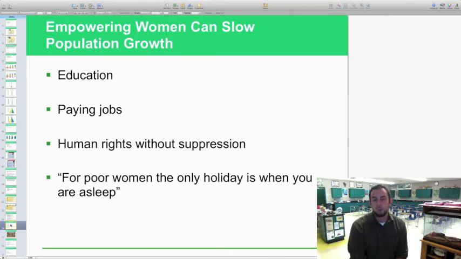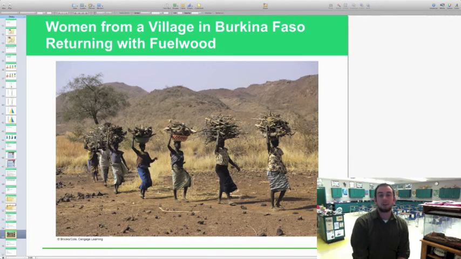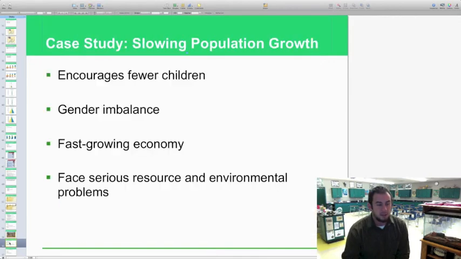Sometimes they say for poor women the only holiday is when you're asleep, and that is true. If you've ever seen women in third world countries, all they do is gather wood, cook, clean, take care of children, and the only time they're going to be able to rest is when they're asleep, because there really isn't any time to sit down when you're constantly trying to provide for the large number of children that you do have. So that is an issue.